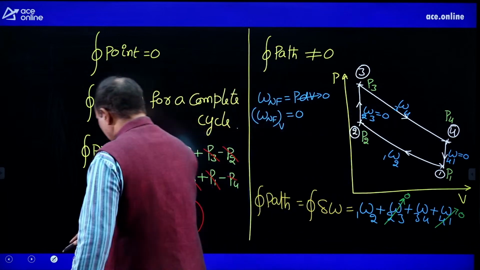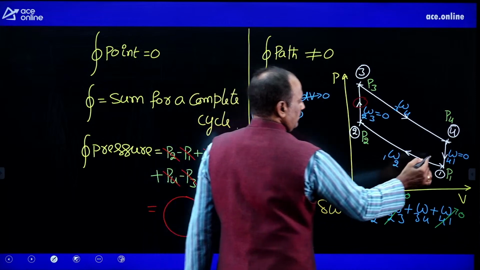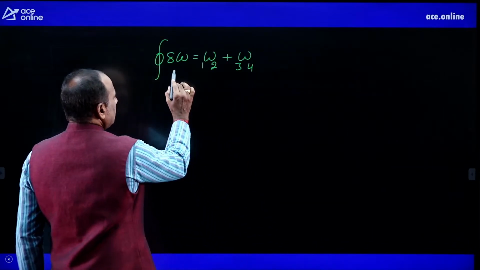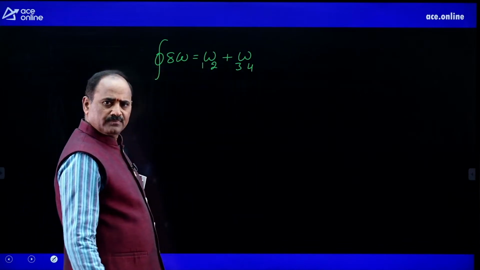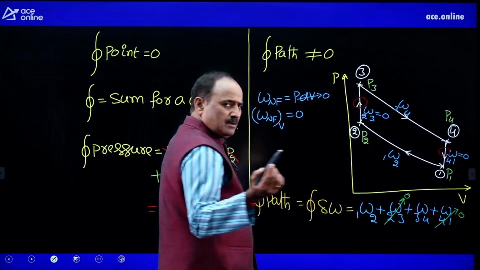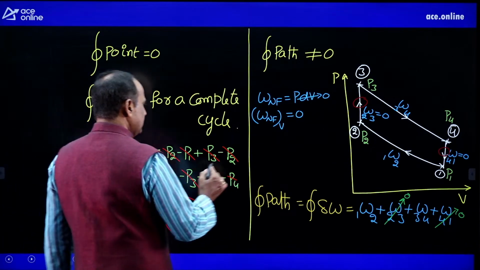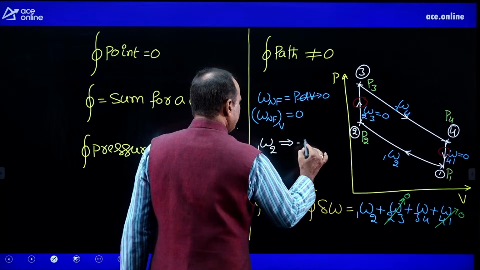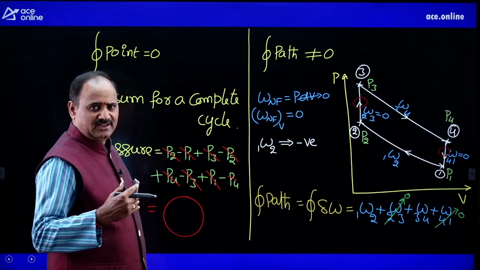Work for 2-3, work for 4-1. Then the cyclic integral of thermodynamic work is equal to work for 1-2 plus work for 3-4. Okay. Now look at 1-2. 1-2 is the compression process. Therefore I can write that work for 1-2 is definitely negative, because for compressing the gas I need to spend work energy.